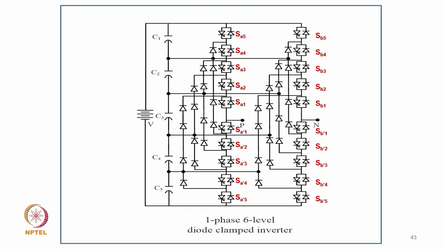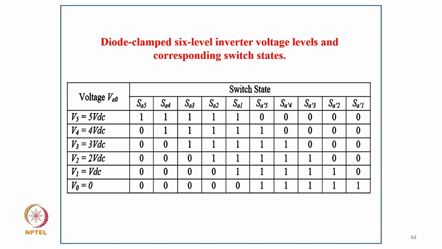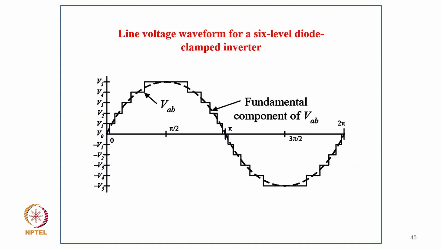And this is a single phase 6-level diode clamp inverter, and this is the switching scheme of the diode clamp 6-level, where it starts at 5 VDC and goes down to 0. So you have levels of VDC, 2 VDC, 3 VDC, 4 VDC and 5 VDC in the positive as well as in the negative direction. And this is a typical line voltage waveform of a 6-level diode clamp inverter.